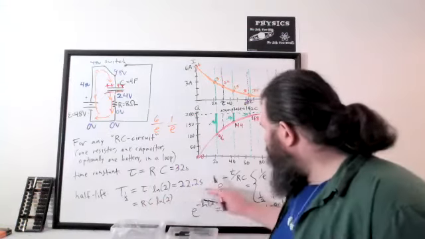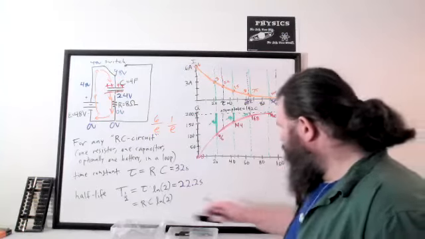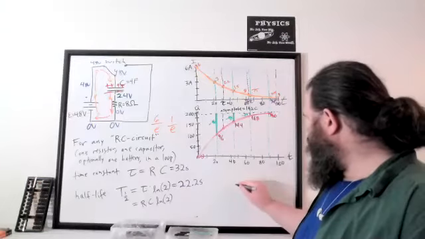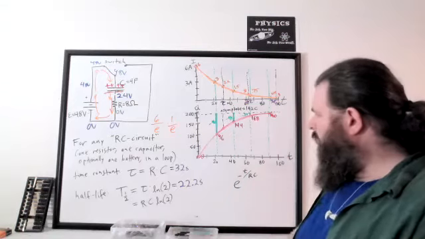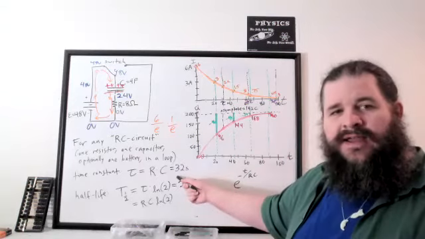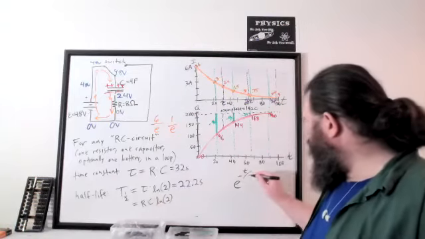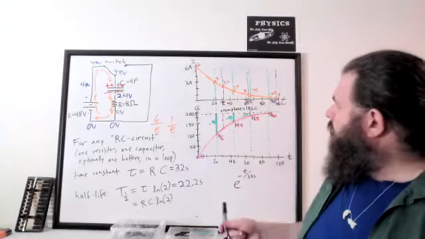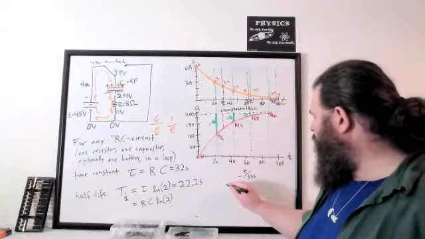If you do want to write out the equation, we can use that e to the negative t over RC idea. So let's try this. E to the negative t over RC. But we know what RC is. RC is 32 seconds, so we can actually fill that in. Negative t over 32 seconds. For the current graph, we know it starts at 6 amps, so we can just put a times 6 amps here.